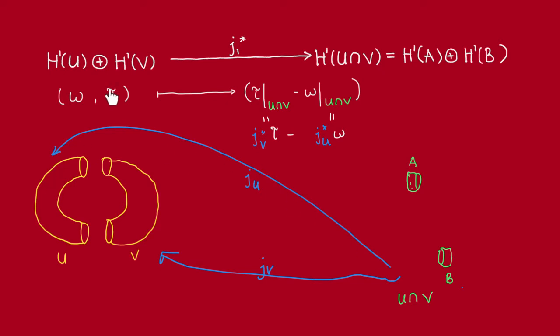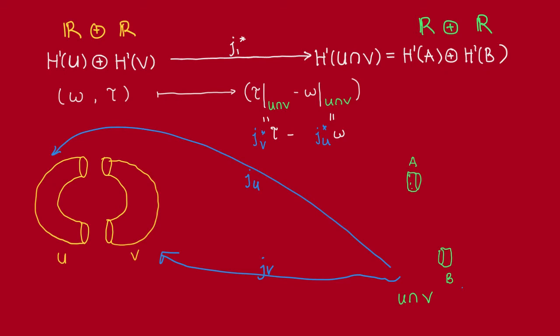The restriction of this one-form tau to U intersect V is just the pullback of tau under this inclusion map, right? That would result in a one-form on U intersect V. And similarly, the restriction of omega to U intersect V is just the pullback of omega along this inclusion map. Alright, so that's the definition of this map, but that's not yet useful for our computation.